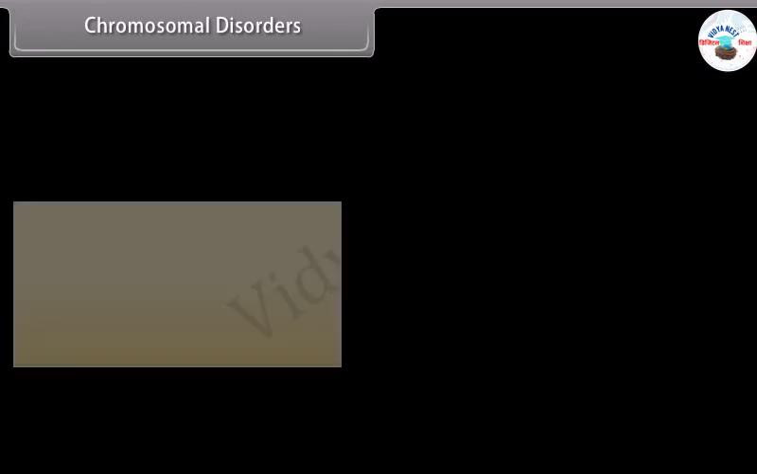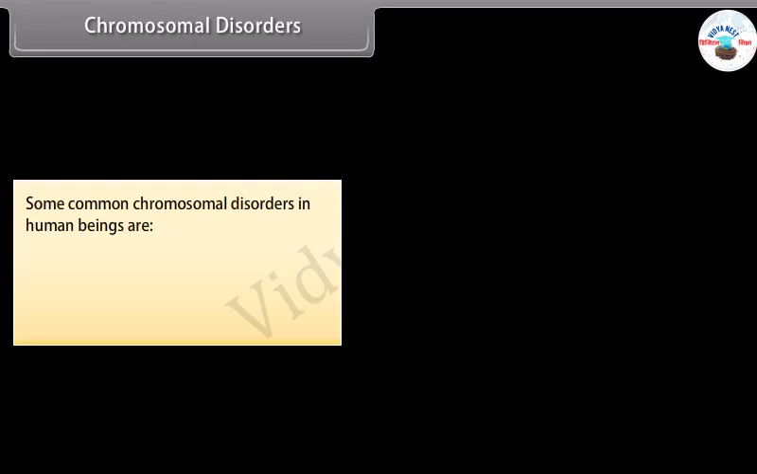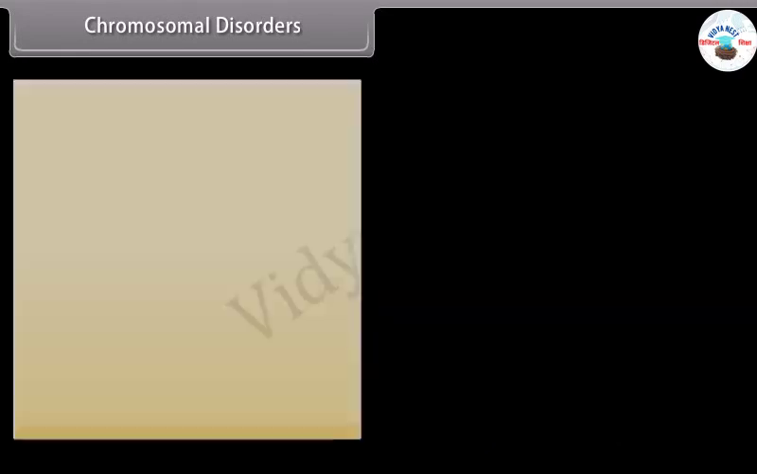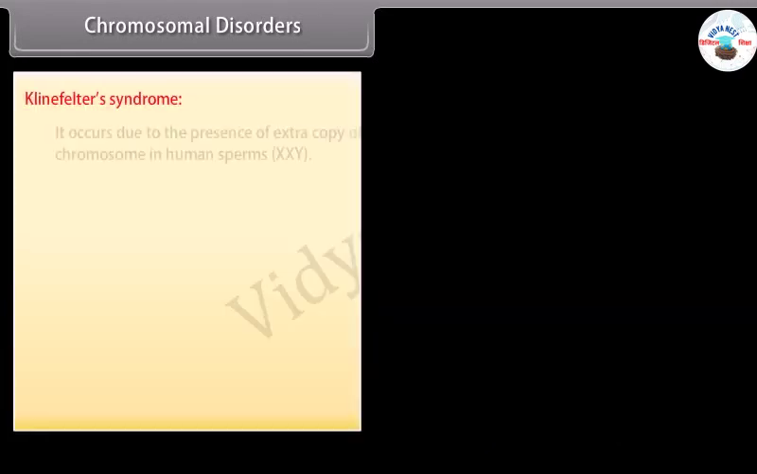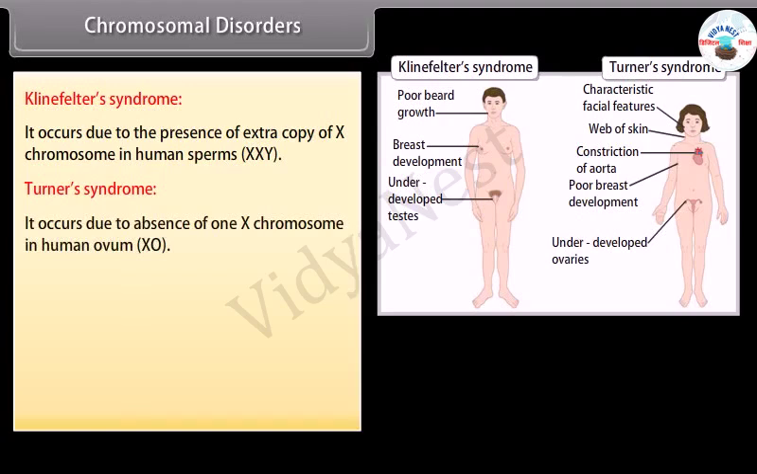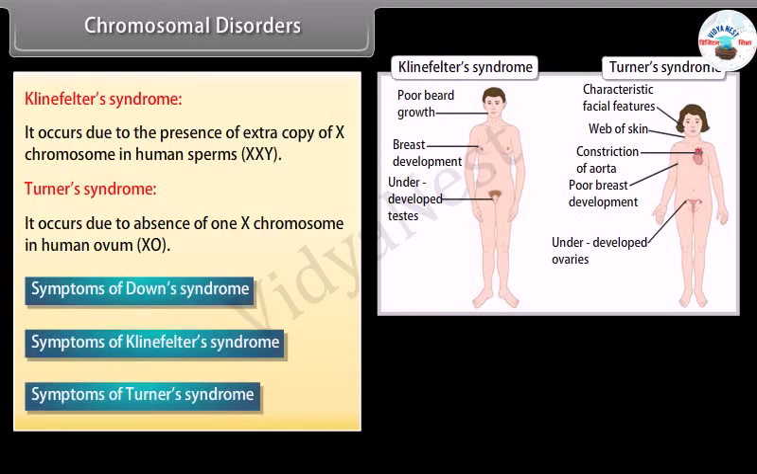Chromosomal disorders. Some common chromosomal disorders in human beings are Down's syndrome, which occurs due to the trisomy of chromosome number 21. Klinefelter's syndrome: it occurs due to the presence of an extra copy of the X chromosome in human sperm, XXY. Turner's syndrome: it occurs due to the absence of an X chromosome in the human ovum, XO.